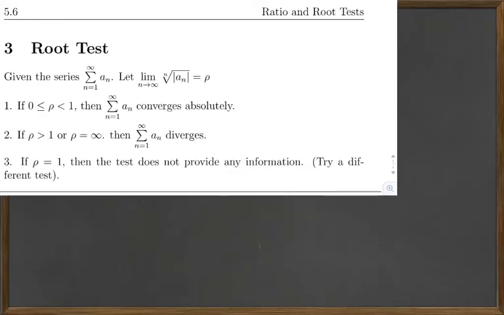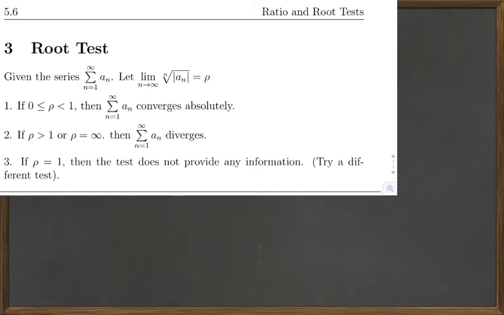Alright, this is the second video on 5.6, which is covering the ratio and root tests. This video will specifically cover the root test. So the root test: given the series, the sum n equals 1 to infinity of a sub n, let the limit as n goes to infinity of the nth root of the absolute value of a sub n equal rho.